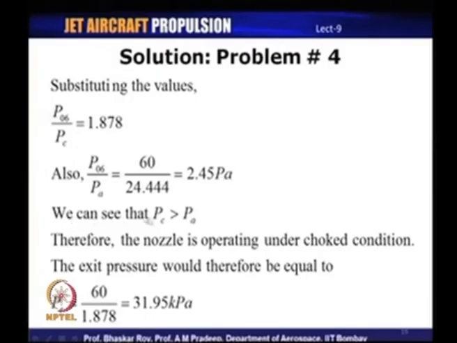And therefore, from both these expressions, we can see that Pc is greater than Pa, that is, the critical pressure is greater than the ambient static pressure, which means that the nozzle is operating under choked condition. That is, if the nozzle exit pressure exceeds the ambient pressure, this means that the nozzle is indeed choking, the exit Mach number is equal to 1, and the maximum mass flow rate that the nozzle can handle is already passing through the nozzle.